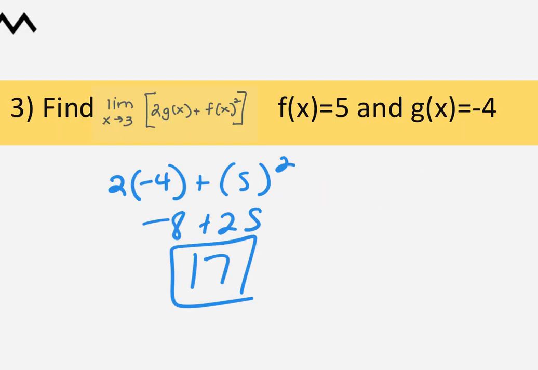This one we plug in. Be careful, don't fall for the trap that your brain typically goes left to right. G of x came first, so -4 went first. And then f of x is 5. You should have gotten 17.